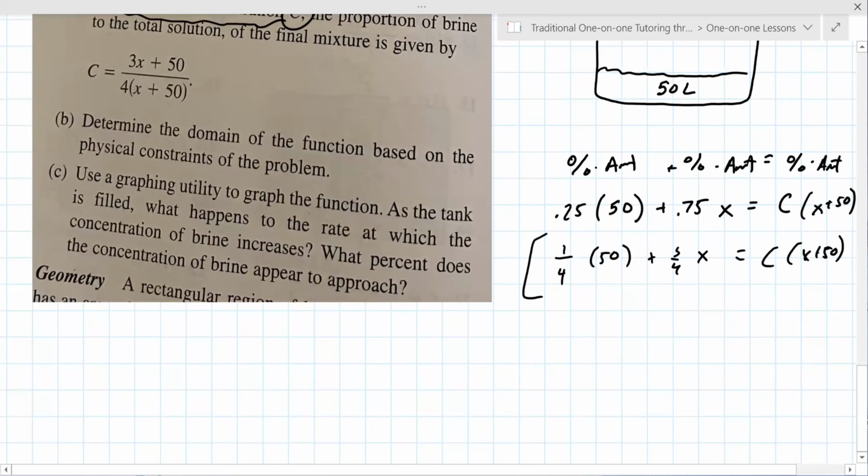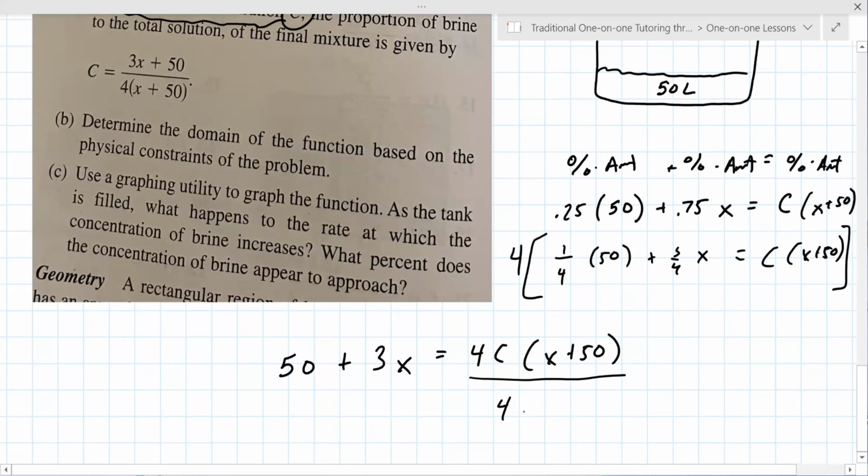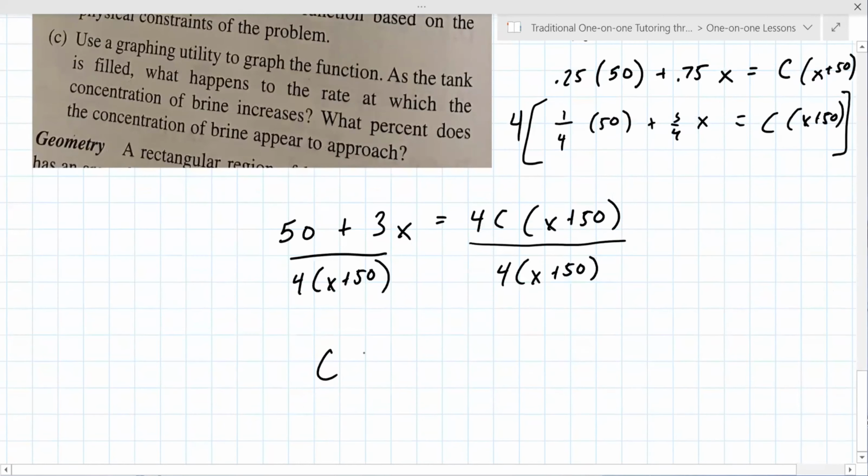So we can multiply everything by 4. So that becomes 50 plus 3X equals 4C times X plus 50. Hopefully you're seeing how this works out. You divide both sides by 4 times X plus 50. Okay, so you get C equals 3x plus 50 on top, and then 4 times x plus 50 on the bottom. Maybe the hardest part, I guess, to figure that out.